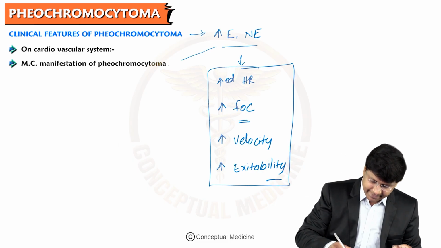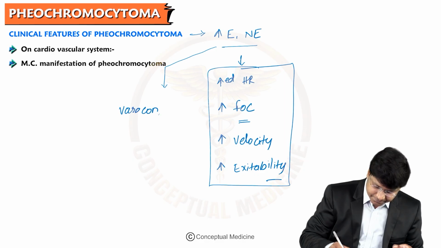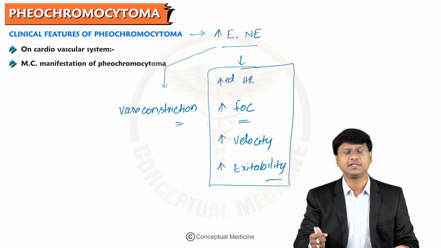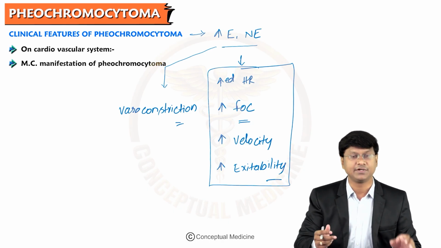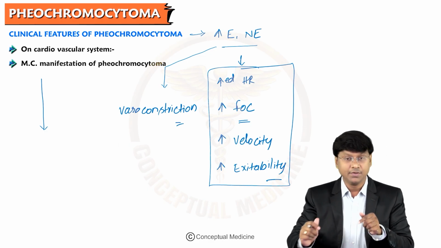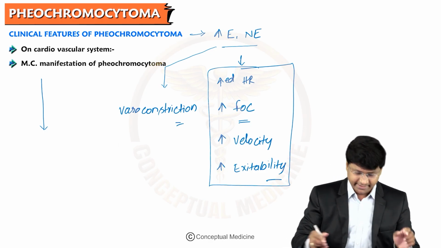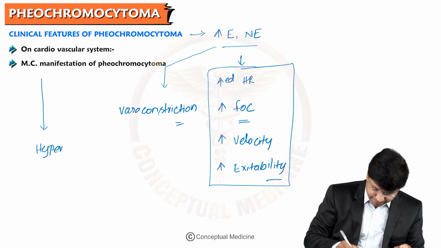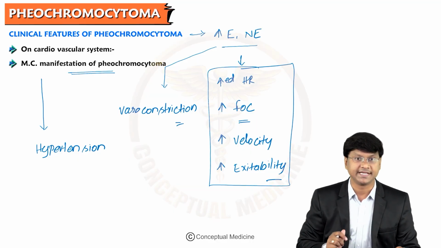And apart from that, what will epinephrine and norepinephrine do on the blood vessels? They will cause vasoconstriction. That is the physiological action of epinephrine and norepinephrine on the blood vessels. On the blood vessels, you have alpha-1 receptors. Epinephrine and norepinephrine act on these alpha-1 receptors and cause vasoconstriction. Please remember what will happen: when there is increased epinephrine and norepinephrine, there will be excessive vasoconstriction, and that will make the individual land up in hypertension. So in patients with pheochromocytoma, the most common manifestation is hypertension.